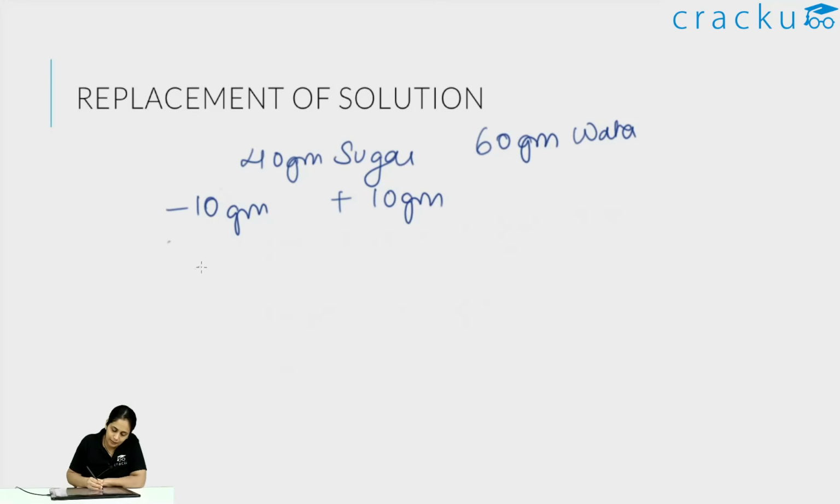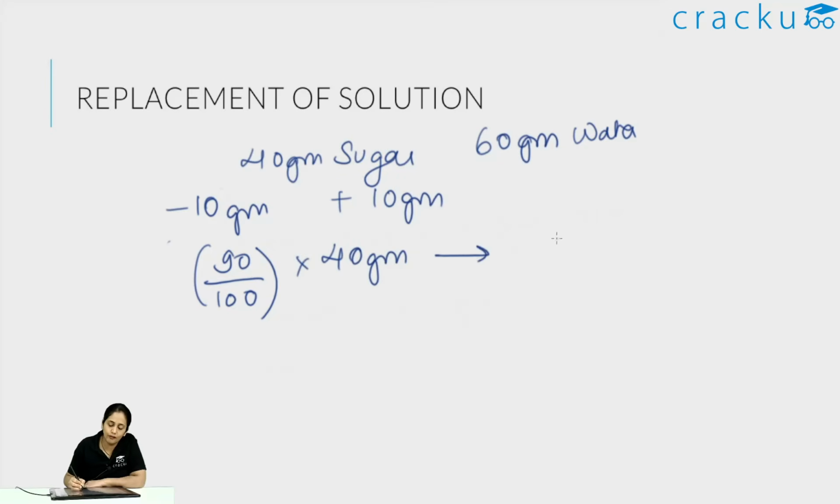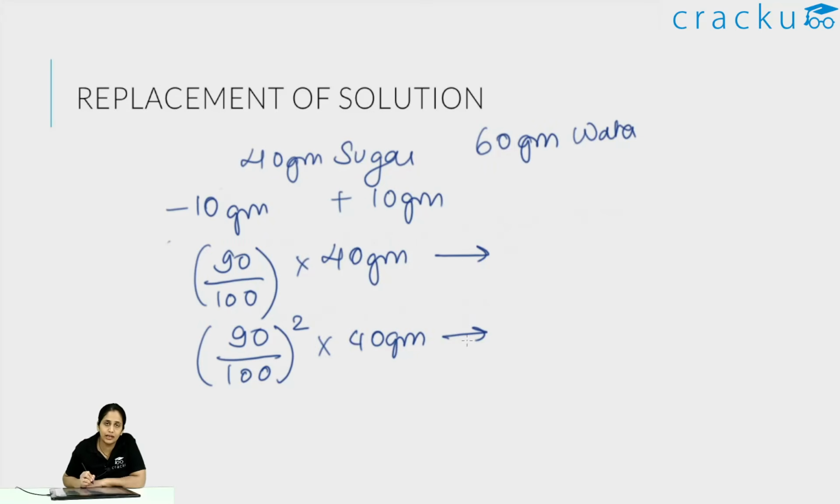So in the first step you get 90 by 100, that is the amount of solution that is not removed, divided by the total amount of solution, into the initial concentration. This will give you the amount of sugar after the first step, because sugar is not being added back. Now after the second step you will have 90 by 100 whole squared into 40 grams. This gives the amount of sugar in the solution after two steps, because in each step 90% of the solution remains untouched, and that is where the sugar lies.